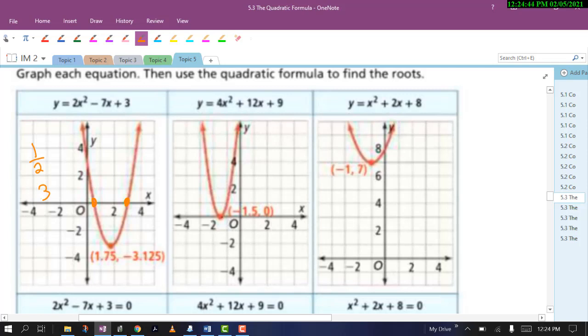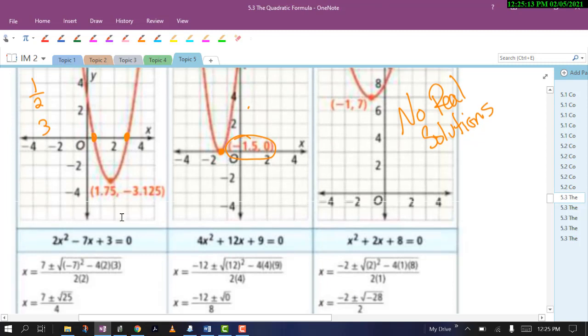The second one just intersects the x-axis at one place. And it looks like, oh yeah, it's right here: negative 1.5 comma 0. One solution. And then this last one, we're above the x-axis and we're still going up. So we have no real solutions. Doesn't mean we have no solutions. There's always two solutions for a quadratic.